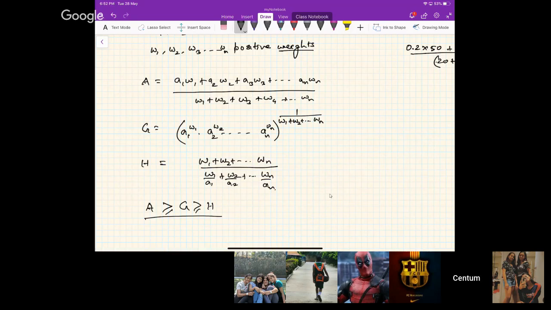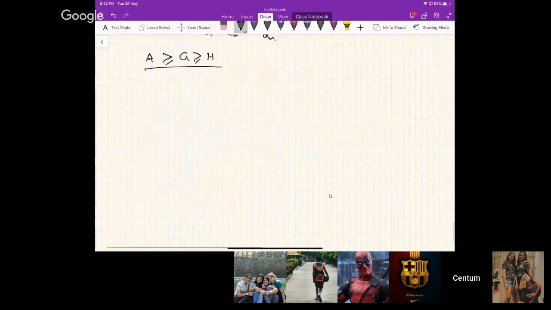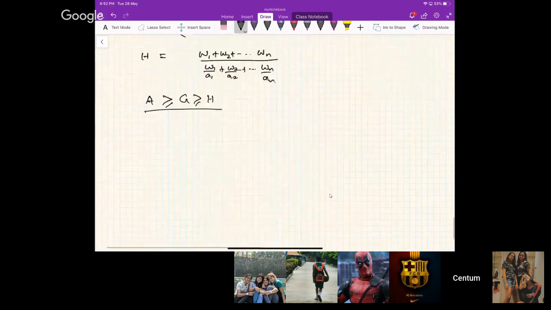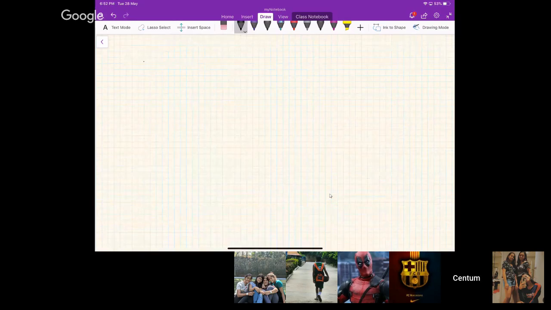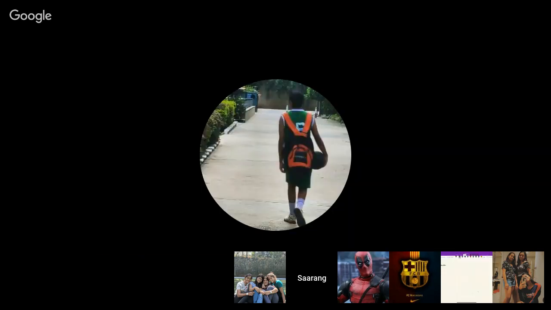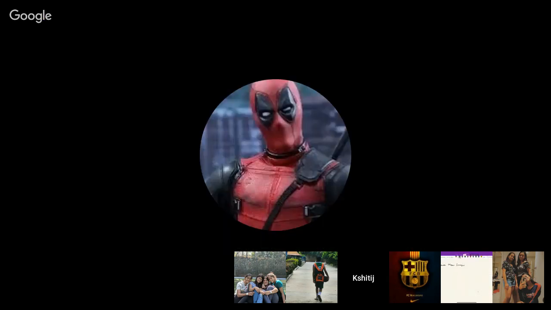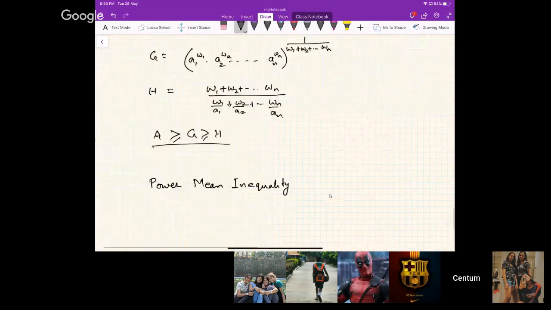Okay. Let me give you a few more theorems before we actually solve some more problems. What did we learn? This is the weighted means inequality. This is one, and now there is something called the power mean inequality. So could you scroll up? Scroll up. Yep.